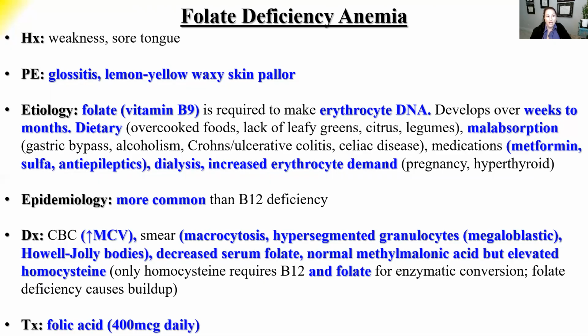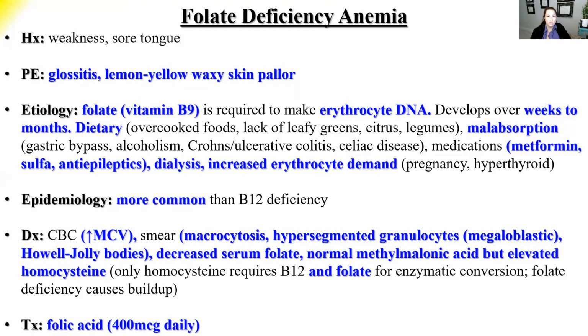Folate is vitamin B9. This is required to make erythrocyte DNA. So again, this is one that develops faster, so it's more common, develops over weeks to months. Dietary causes of this: overcooked food. So if you microwave those foods, it kind of robs the nutrients. Lack of leafy greens, citrus, and legumes. That's where we commonly see folate. Malabsorption, same thing as B12: gastric bypass, alcoholism, inflammatory bowel disease, and celiac disease.